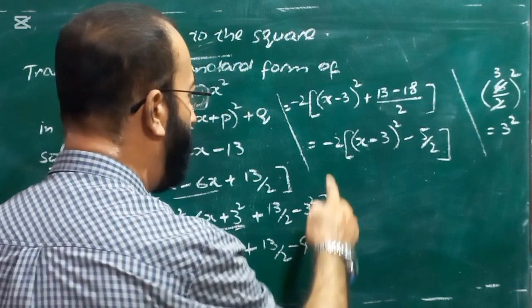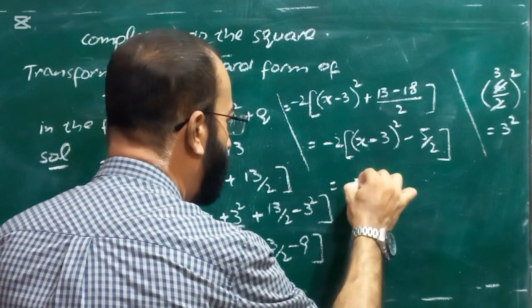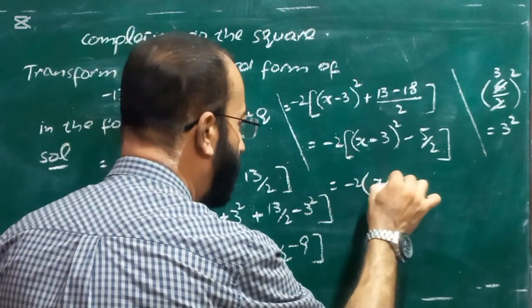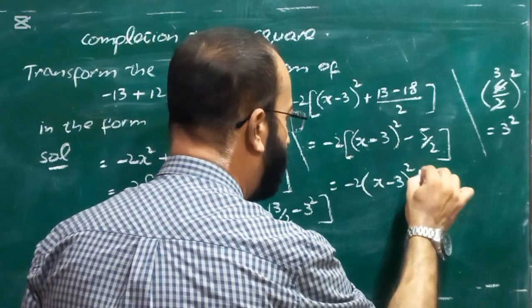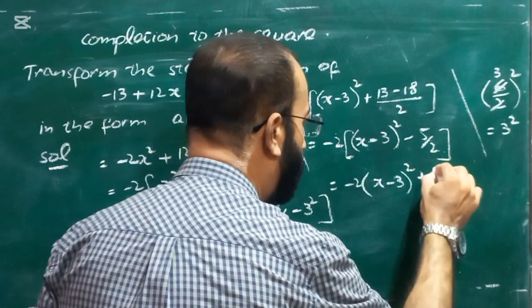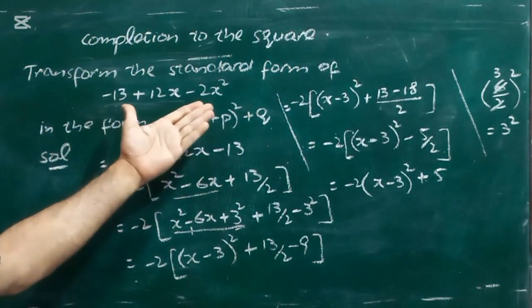And the final step will be multiply minus 2 inside the bracket. So minus 2 into (x minus 3) whole square, minus minus plus, and 2 will be cancelled by 2, so remainder will be 5. So this is the vertex form of this standard form.